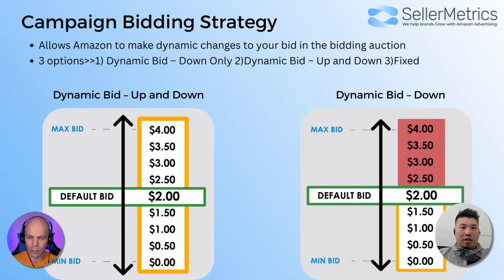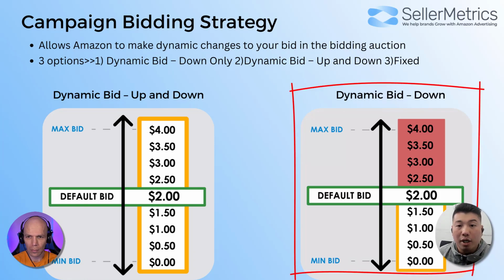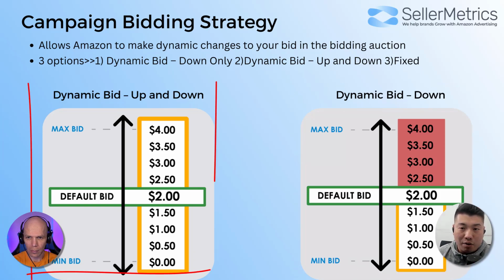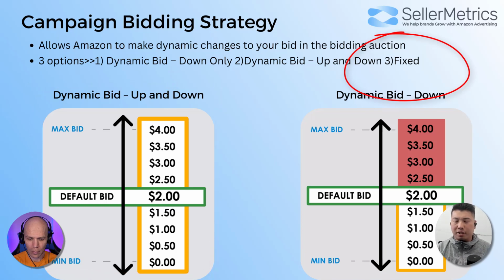And I'll give an illustration of how it actually works. So the three options are dynamic bids down only, dynamic bids up and down, and fixed. Fixed is obvious. What you put into your bid is what you're actually going to bid for.